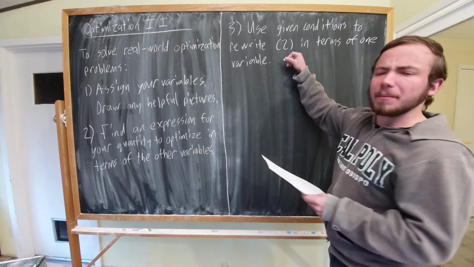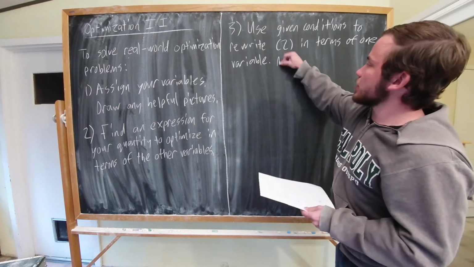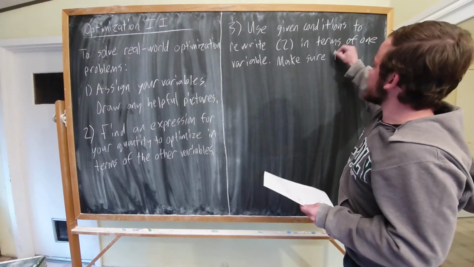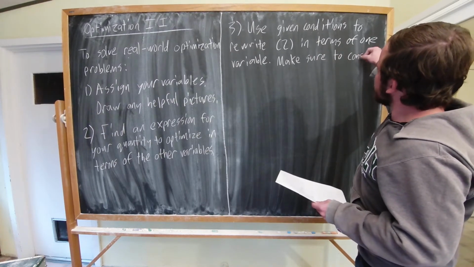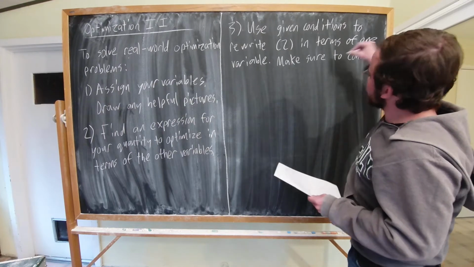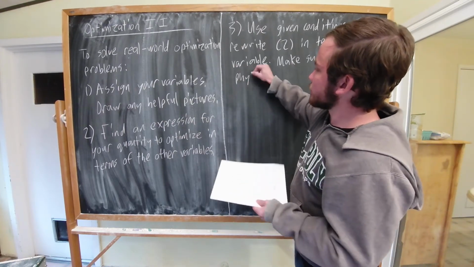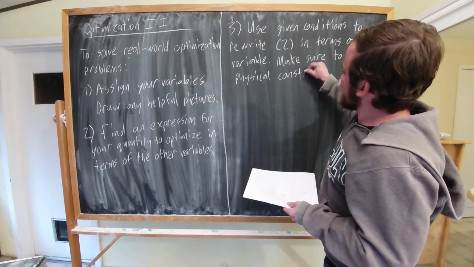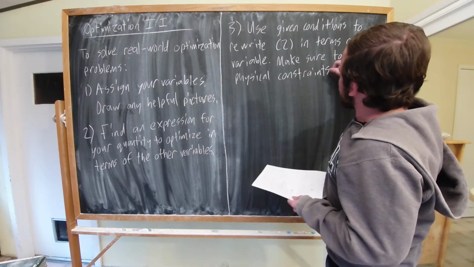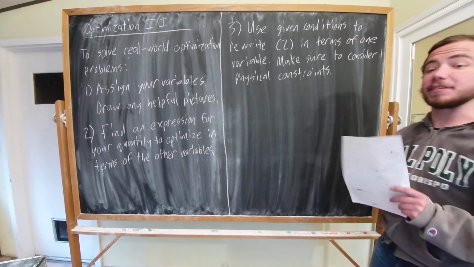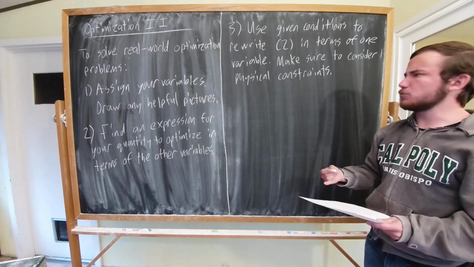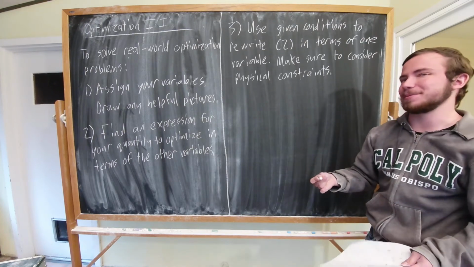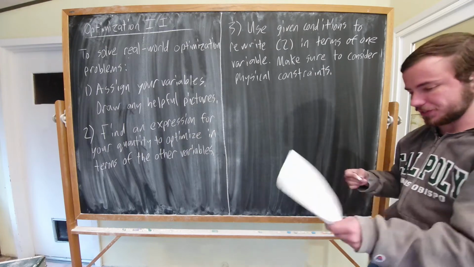Oh, and something that might be helpful when doing this, make sure to consider physical constraints. For instance, if you're trying to talk about the side length of a box, you wouldn't want your box to have negative side length or 0 side length, right? Because that's kind of an issue, having a flat box.